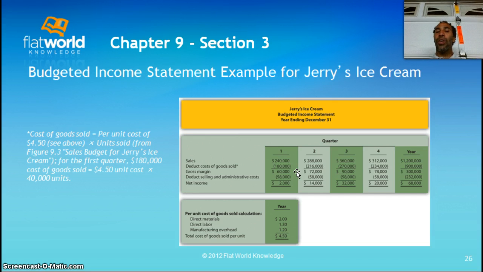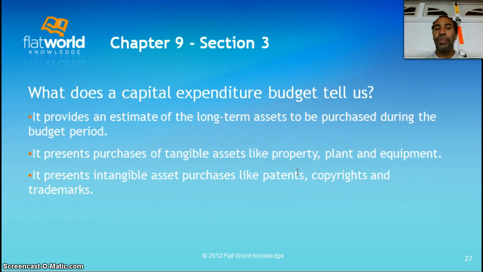Why is it 32 in the third quarter? Because those are summer months, and that's when everybody wants to buy the ice cream. So per unit cost, you see down there for direct materials is $2. For direct labor is $1.30. Manufacturing overhead is $1.20. So total cost of goods sold per unit is going to be $4.50.